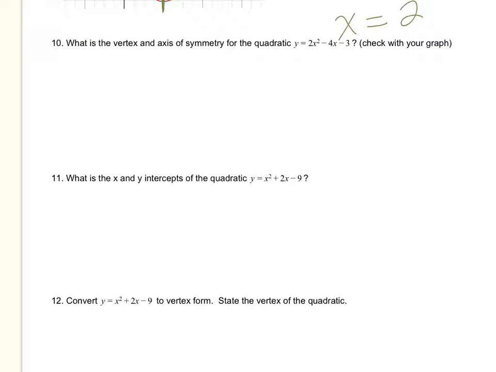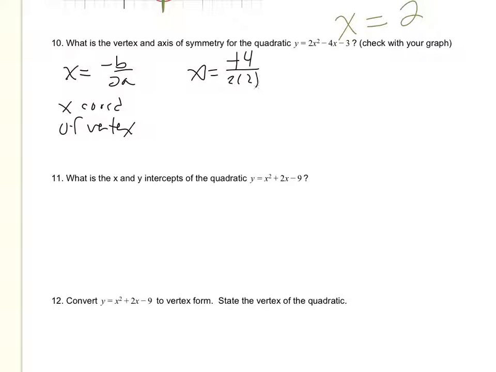Okay, number 10. What is the vertex and axis of symmetry for the quadratic? Now, if I could graph it, we could check it, but we'll do it the algebraic way. And then you could certainly check it with your graph on Desmos. So for the vertex, remember, we always start with x equals negative b over 2a. This gives us the x coordinate of our vertex. In this case, that would be negative negative 4, so positive 4 over 2 times 2. That is going to be 1, because that's 4 over 4. So my vertex is going to be 1 comma something. What I don't know is the y-coordinate.